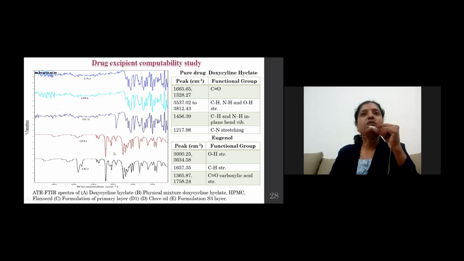This graph mainly shows the graph of clove oil, or the pure clove oil, and the last graph is for the formulation of sodium alginate and PVA layer containing the clove oil. All these graphs show no extra functional group, and not a single peak was diminished. Certain peaks are broadened simply because of the physical interaction, which indicates the compatibility between the drug and excipient.